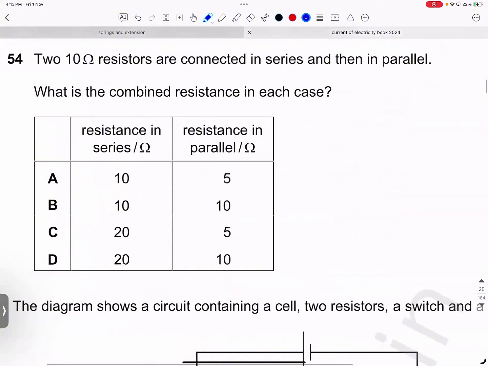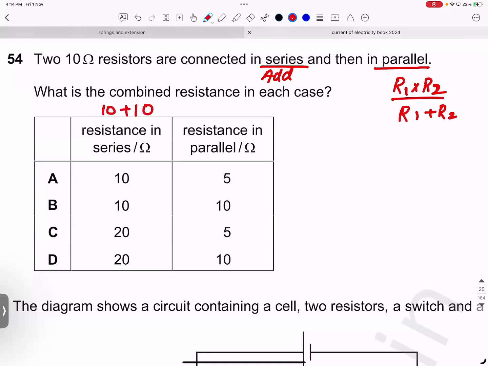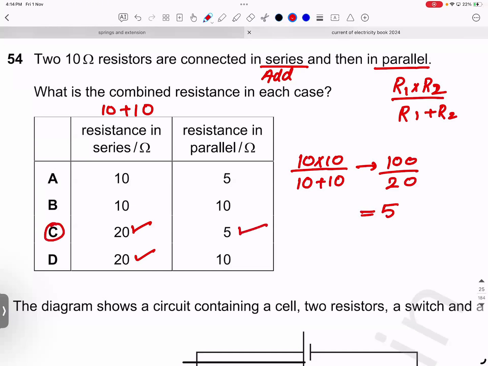Question number 54. Two 10 ohm resistors are connected in series and parallel. Series means we add them. Parallel two resistors, we do product over their sum. So resistance in series will be 10 plus 10, which is 20. Parallel, their product over their sum, 100 over 20, which is 5. Option is C.